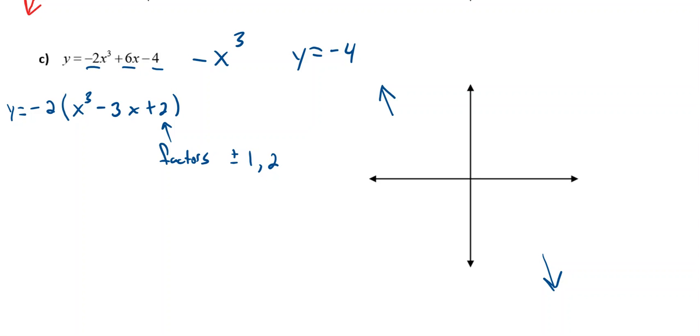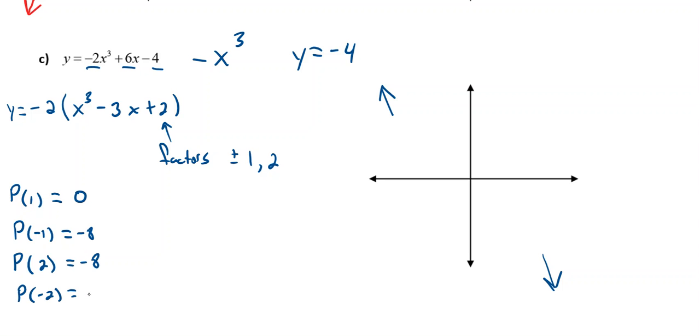So if I put in p of 1, sorry. So if I just threw 1 in for this, you end up getting 0. If I throw in p of negative 1, I get negative 8. P of 2 is negative 8. And then p of negative 2 gives me 0.